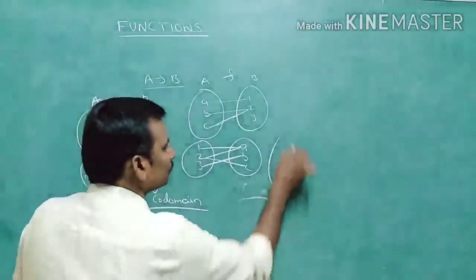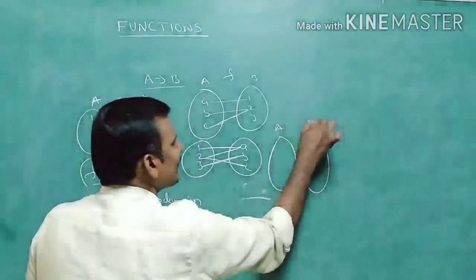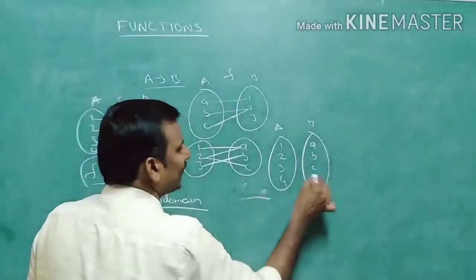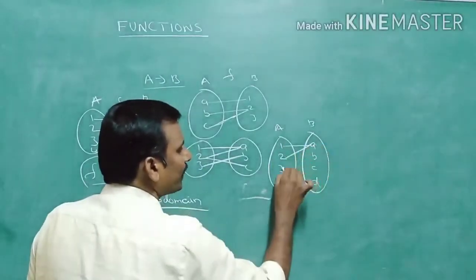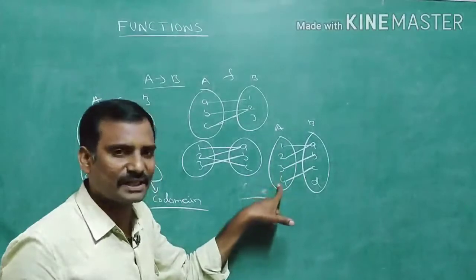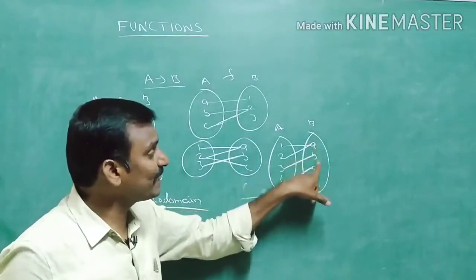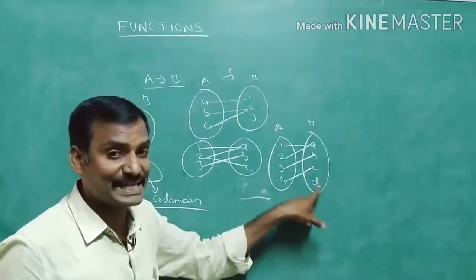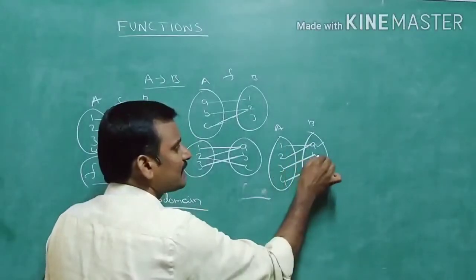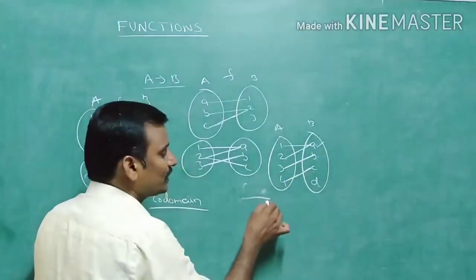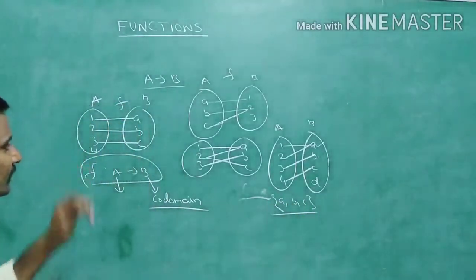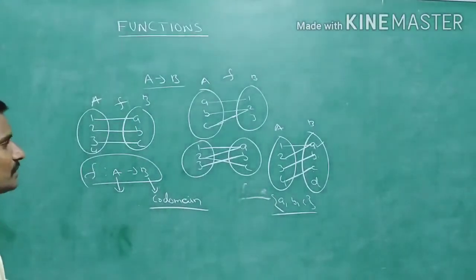Okay. So set A: 1, 2, 3, 4. Set B: a, b, c, d. 1 is mapped to a, 2 is mapped to a, 3 is mapped to b, 4 is mapped to c. Here, what's the domain? 1, 2, 3, 4 is the domain. Codomain is a, b, c, d, set B. Range is the set of f images. Here, a is the image of 1 and 2, b is the image of 3, c is the image of 4. So the range is a, b, c. These are the first concepts.